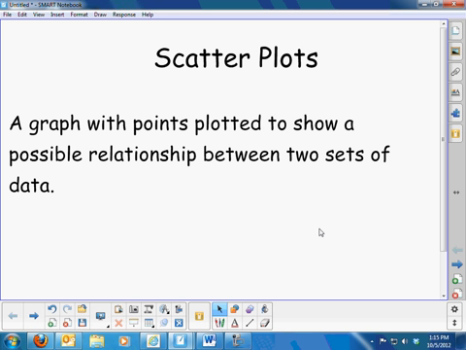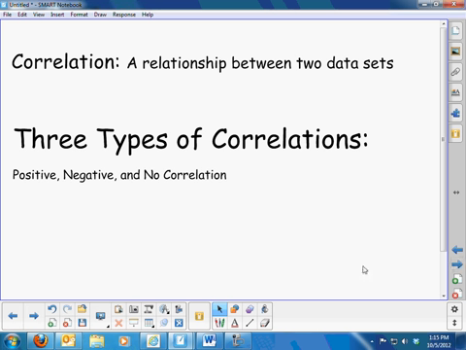Now, a new word that you might not have ever heard before is the word correlation. A correlation is just a relationship between two data sets. Now, there are three types of correlations that you're going to see today. There's a positive correlation, a negative correlation, and what we call no correlation.